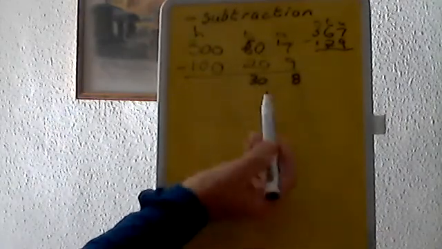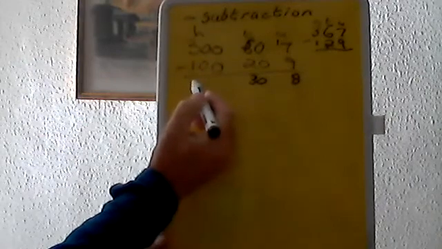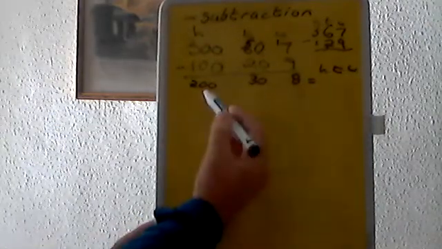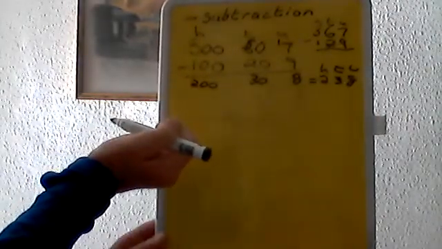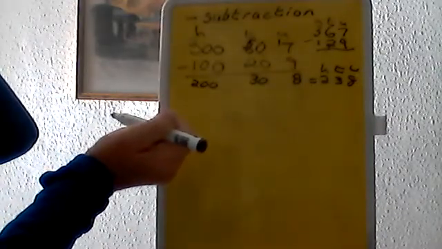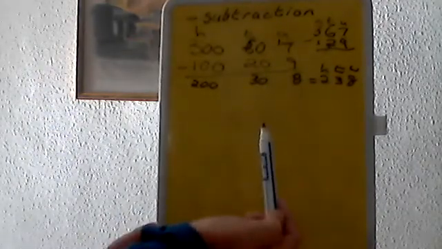Now I can say 17 minus 9 is 8. 50 minus 20 leaves 30. 300 minus 100 is 200. And I can have an equals here, put my hundreds, tens, units. How many hundreds? 2. How many tens? 3. How many units? 8. And the answer is 238. I've just written down that calculation differently. We'll do another one.